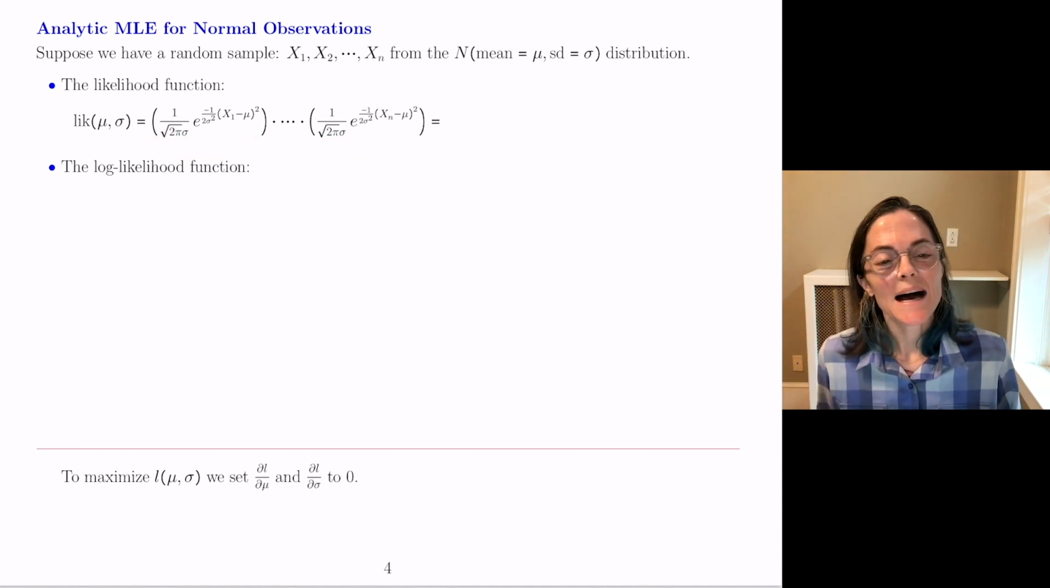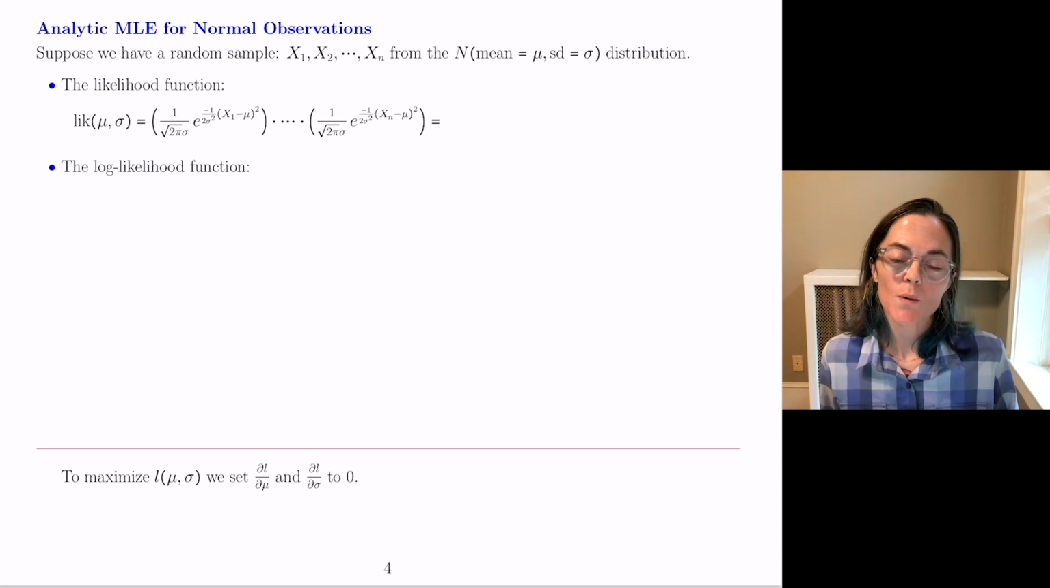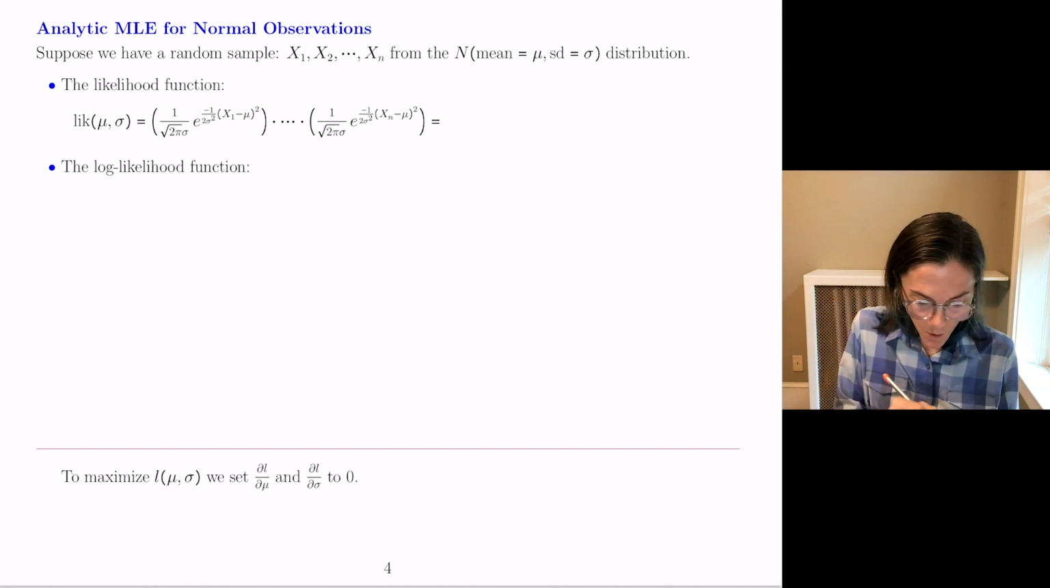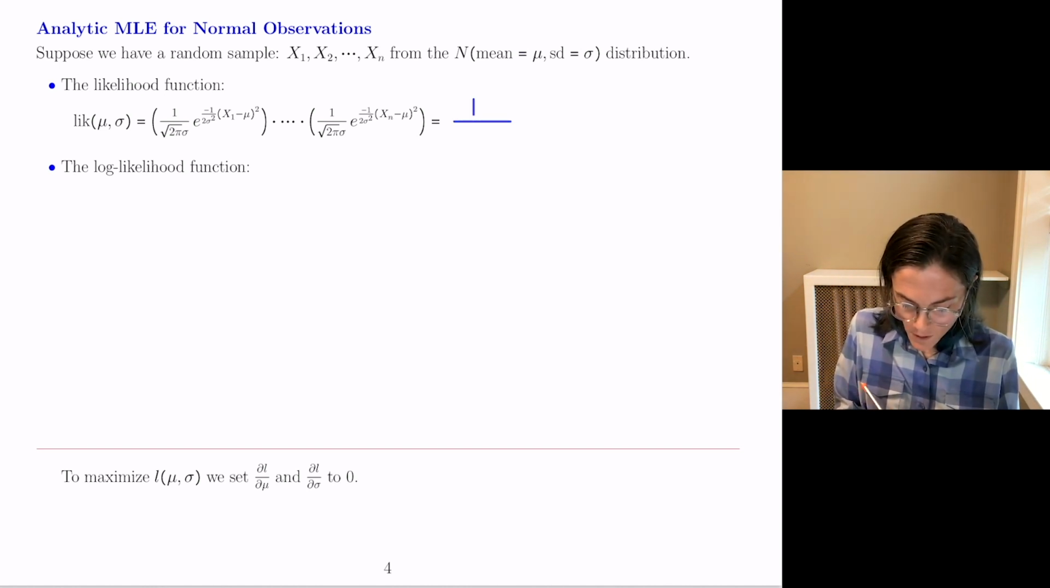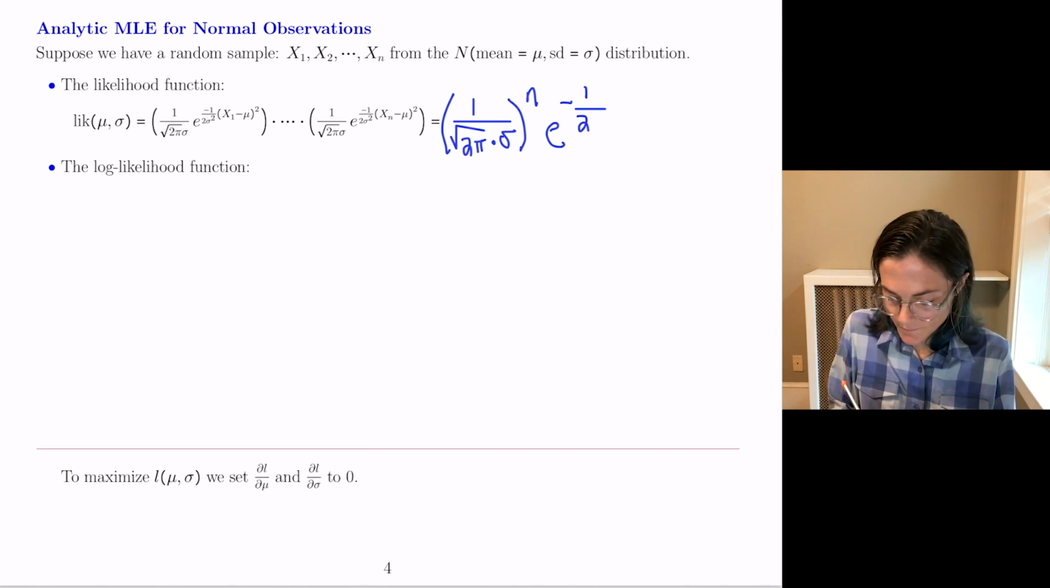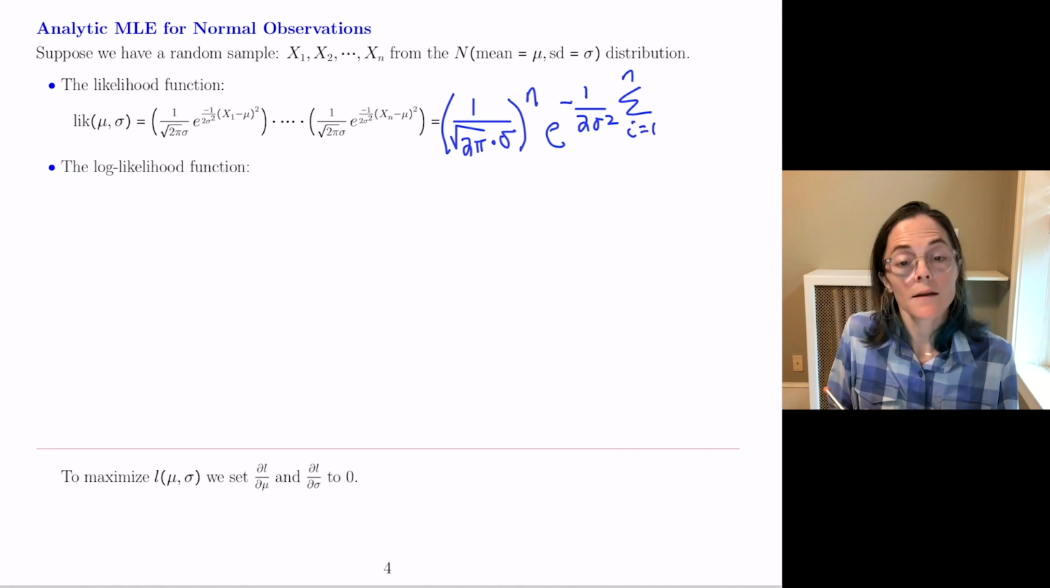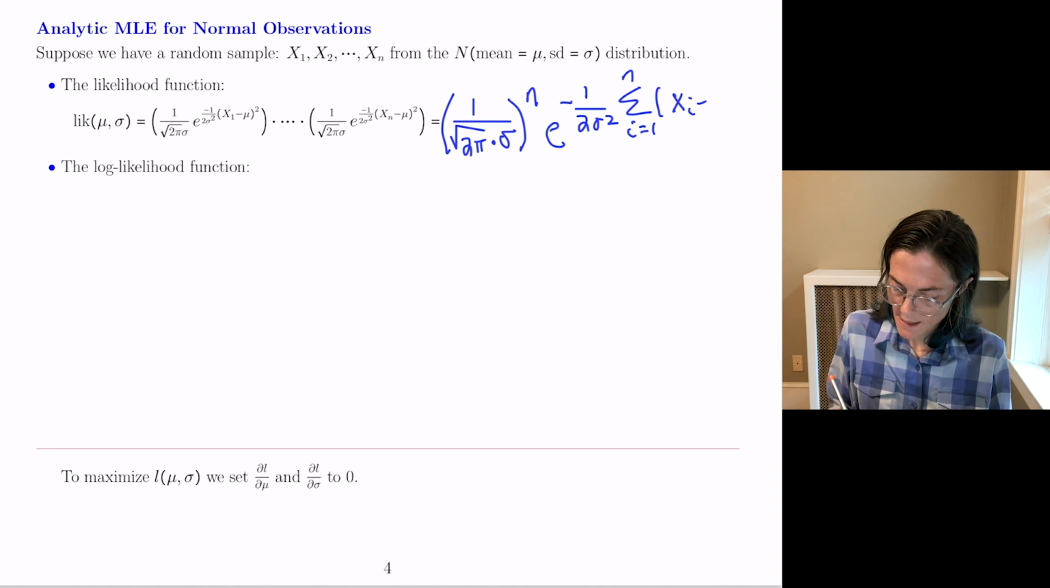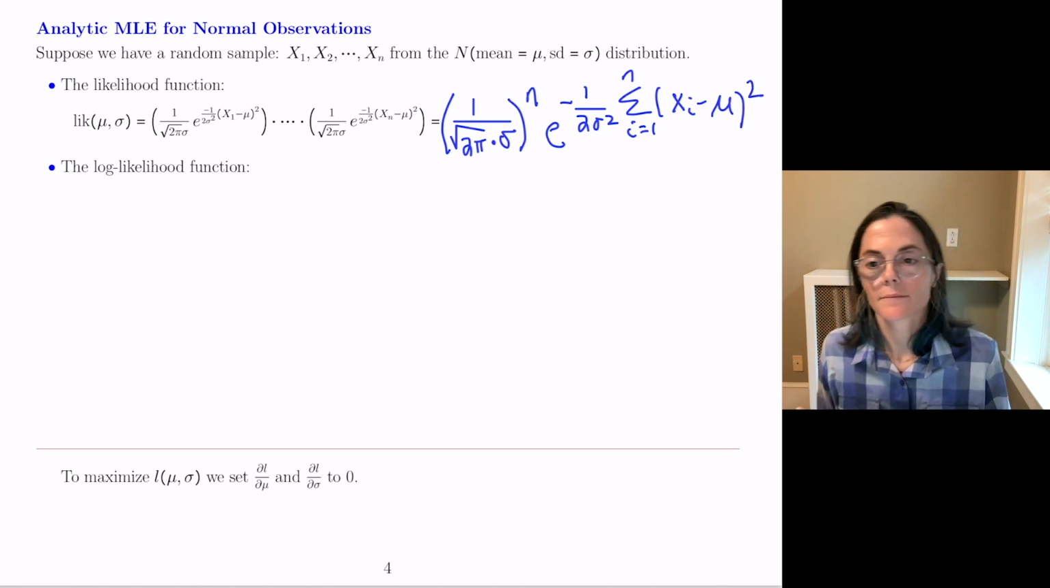Okay, well, we can use properties of exponents very similar to as we did before to simplify this. You notice I have this coefficient out in front. I have 1 over the square root of 2 pi times sigma, and this is all to the n. And then I have e to the minus 1 over 2 sigma squared, but then we have a sum where i equals 1 to n of xi minus the mean squared.